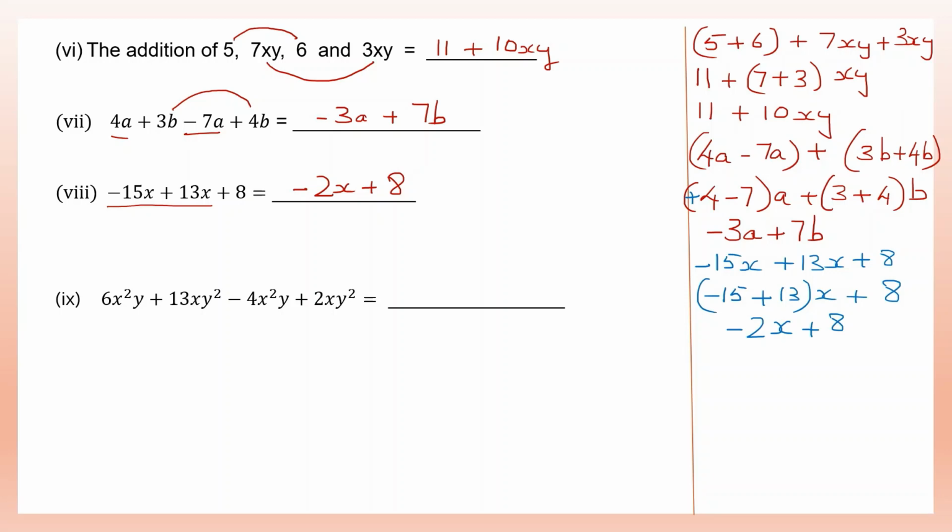Question 9. 6x square y, then minus 4x square y. These are like terms.